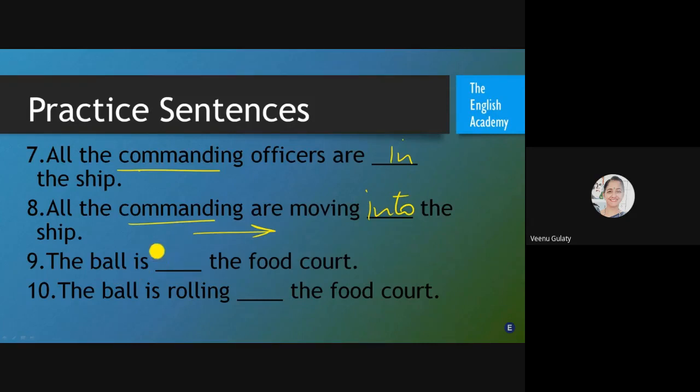The ball is in the food court. Already wahan par hai food court mein. The ball is rolling. Now again movement, so into the food court.